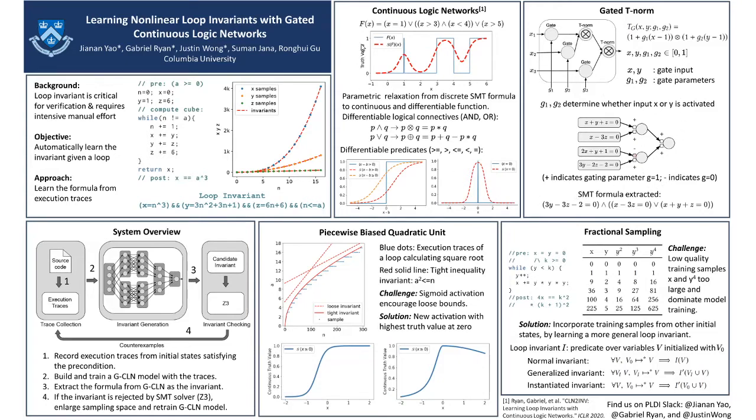And finally, the core of our neural model, continuous logic networks, is basically a parametric relaxation of SMT formulas. So traditionally, such a Boolean formula should only be calculated to 0 or 1, and we relax its semantics and get values between 0 and 1.